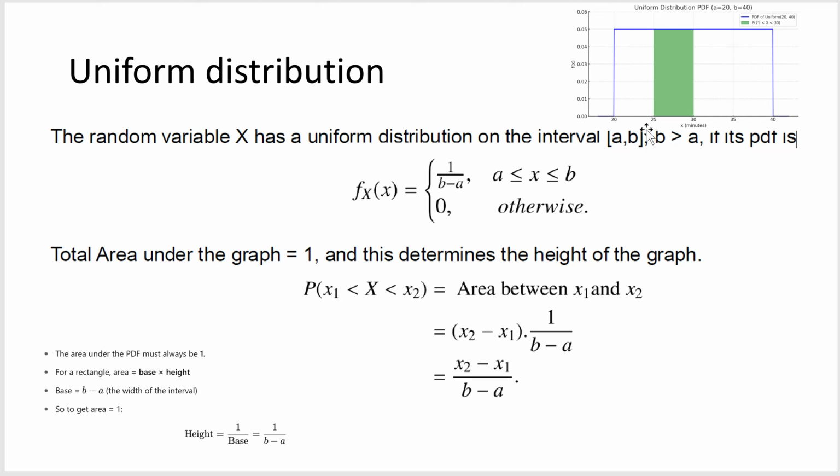But this area has to be 1. So if the width is 40 minus 20, then 1 divided by 20 is the height, which is 0.05. Okay. So the total area under the graph is 1, and that's how we calculate the area under this curve. The total area under the PDF must be 1. The rectangle base is actually 40 minus 20, which is 20. So 1 divided by 20 is 0.05. That's how we get to it.